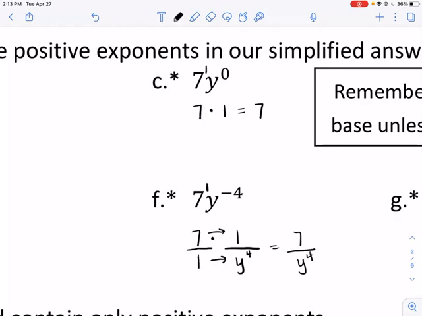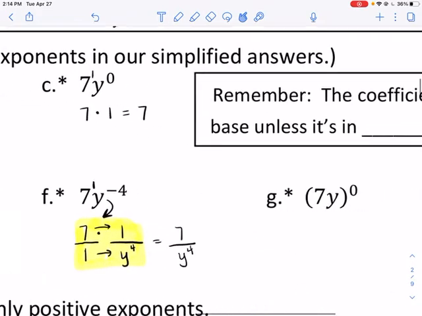So if you didn't want to show the fraction multiplication, what you could just think of this as doing is the negative brings it to the bottom, and then the positive means it stays. And then you'd have 7 over y to the 4th, and you wouldn't have to do that whole writing it as the reciprocal and then multiplying. But you should know this because this is the reason why that works.